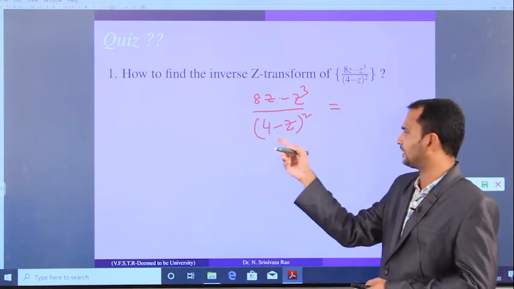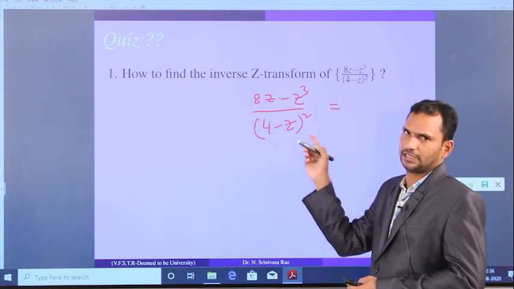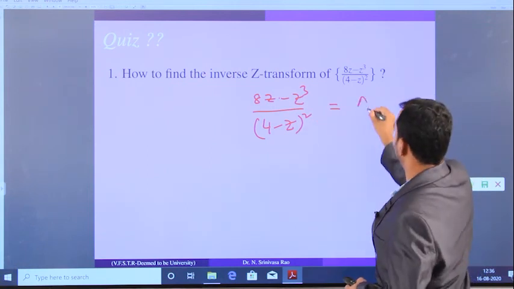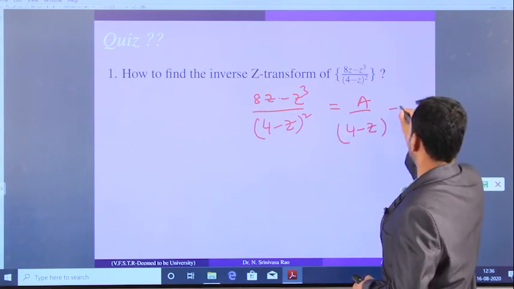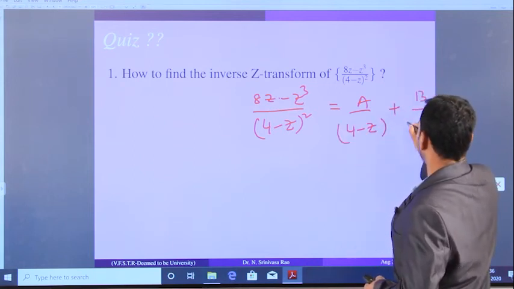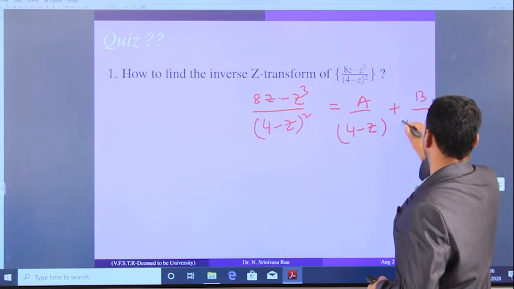If you look at the denominator, what do you have? (x minus a) whole squared, like this. So therefore what you have to do is a by (4 minus z) plus b by (4 minus z) whole squared.